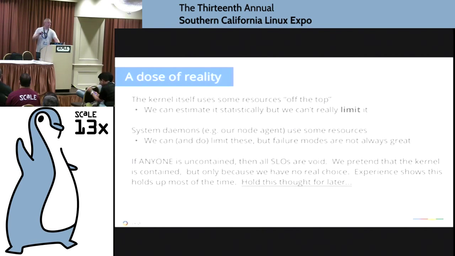We pretend that we can limit the kernel, but only because we have a lot of experience measuring it and monitoring it, and we trust that the kernel doesn't run away. And if it does, there's not much we can do about it, right? Experience has shown that this really does hold up. We'll talk about this a little bit more later, so hold on to this thought.